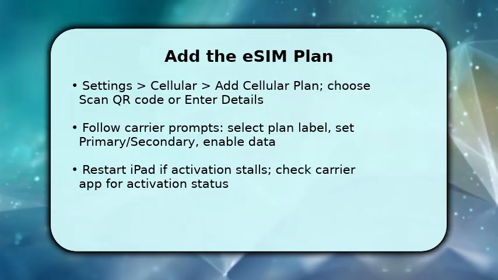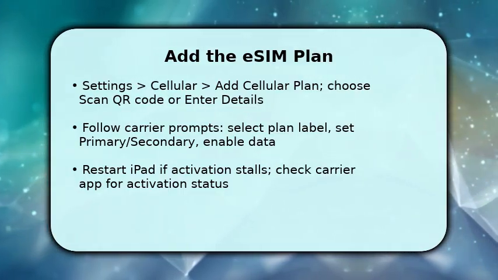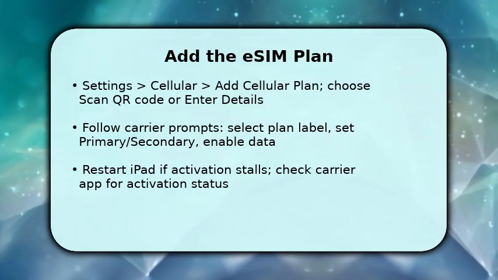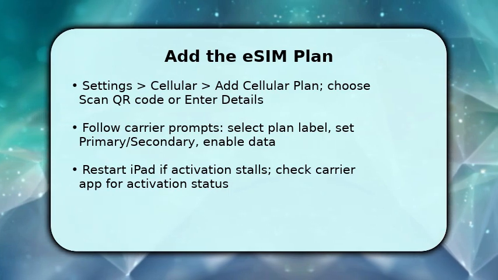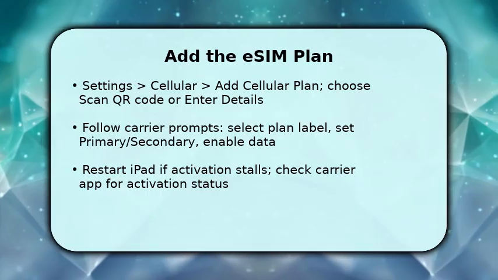Small typos block provisioning. When the plan displays, label it and set it as primary or secondary depending on your usage. Make sure data is enabled for the active plan. Finally, follow any carrier prompts and wait while the iPad negotiates the profile.